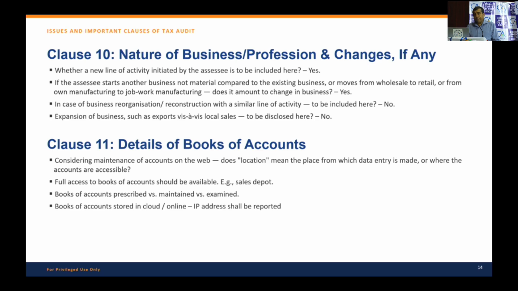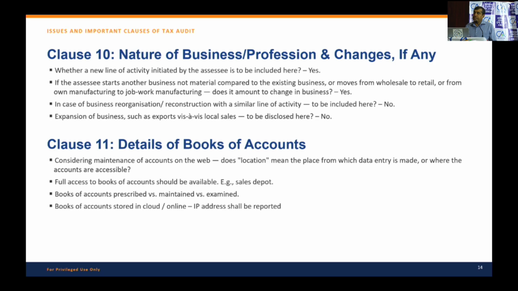Books of accounts, clause 11. Now, which is subdivided into multiple categories: books of account maintained, books of accounts examined, and books of accounts prescribed. Not necessarily that under each of the three categories there could be the same books of accounts. There is a possibility that books of accounts would have been prescribed but may not have been maintained, would have been maintained but may not have been examined. Therefore, while reporting under this paragraph, be careful at what we are reporting.